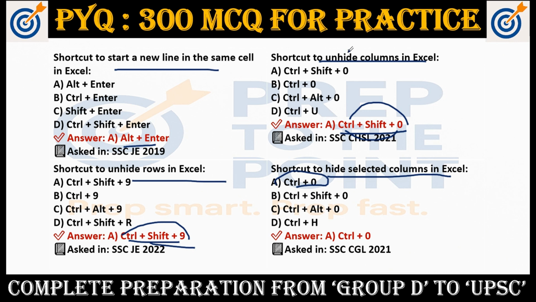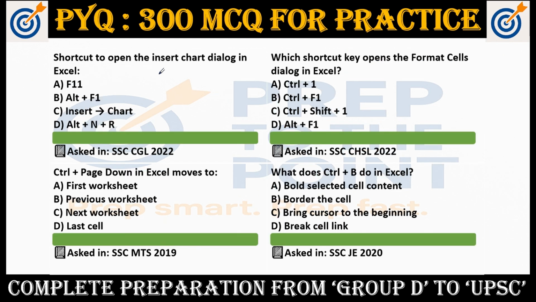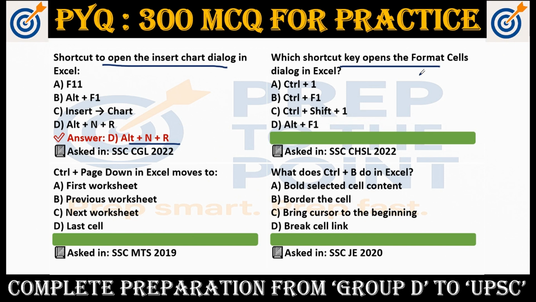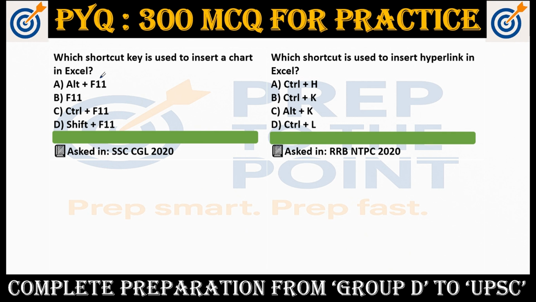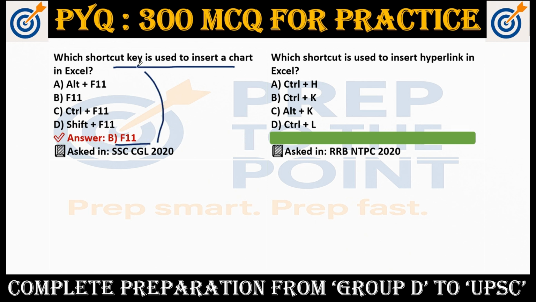Unhide, Control Shift 0. To open the insert chart dialog in Excel, Alt N R. To open the format cells dialog in Excel, Control 1. Control plus Page Down in Excel, next worksheet. What does Control B do in Excel? Bold selected cell content. What shortcut key is used to insert a chart in Excel? It's F11. This question is also repeating in each and every exam.